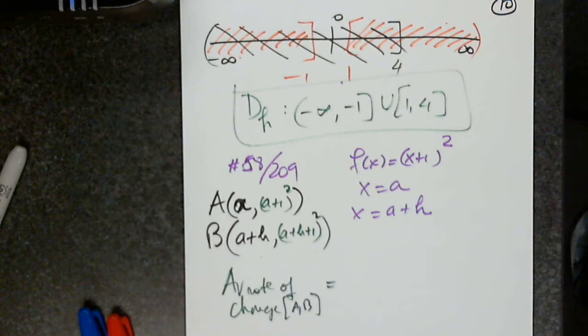Anyone remembers the formula for the average rate of change? Change in y divided by change in x. Exactly. It's the slope of the line passing through those 2 points. Exactly.